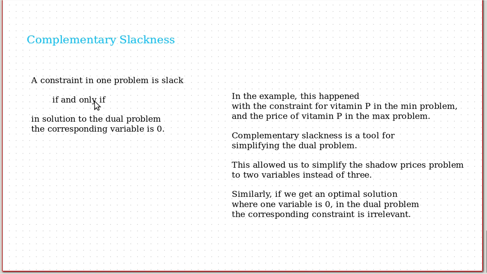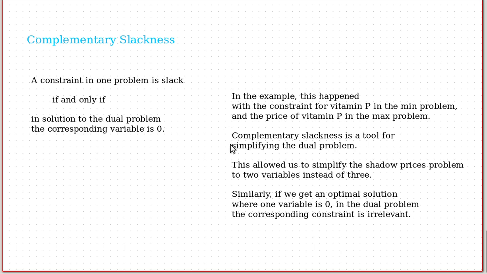And this is quite useful because what it tells you is that if you got a constraint which is slack, that means you don't even have to worry about one of the variables in the dual problem. You know it's going to be equal to 0, so you can just eliminate it from the problem. So complementary slackness is a tool for simplifying the dual problem, right? Very often you may have to solve both problems, because you might want to know what the optimal solution to the minimization problem is, but you might also want to know what the shadow prices are, right? You might want to solve both.